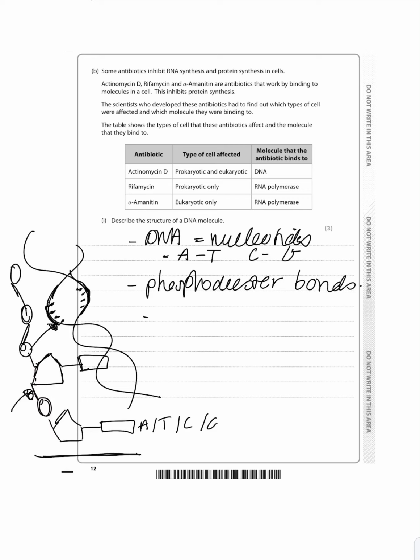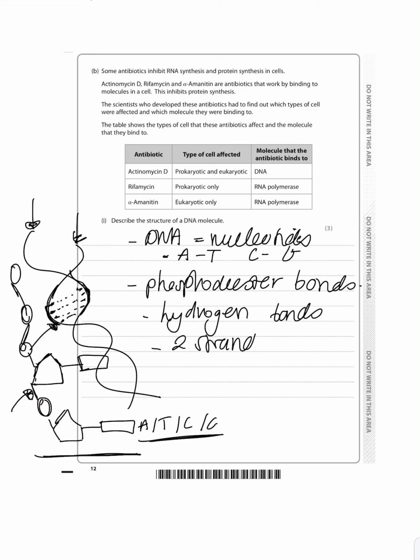Then, between the nucleotide bases, so A to T and C to G, we have hydrogen bonds, so between the complementary bases. Finally, we have two strands. So you have one strand here and one strand here. So you have two strands that end up making a double helix, which is this structure, because the hydrogen bonds are between the complementary bases, and so that twists the shape, and so it makes a double helix.